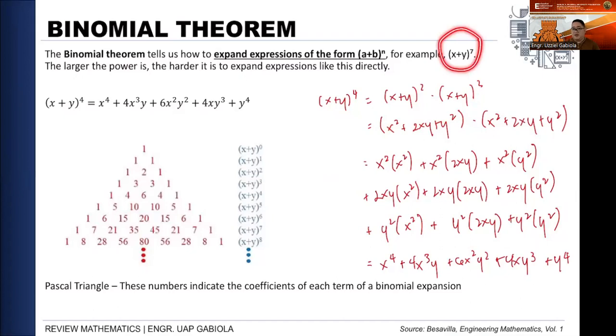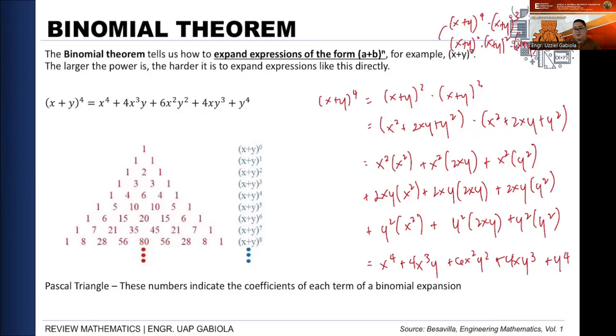Pwede mo siyang i-divide sa, pwede gawin natin (x plus y) to the 4th times (x plus y) cubed. Tapos (x plus y) to the 4th, gagawin mo (x plus y) squared times (x plus y) cubed. And you can imagine how tedious it is just to find all of the terms na kailangan mo kung iisa-isahin mo yung pag-multiply niya.